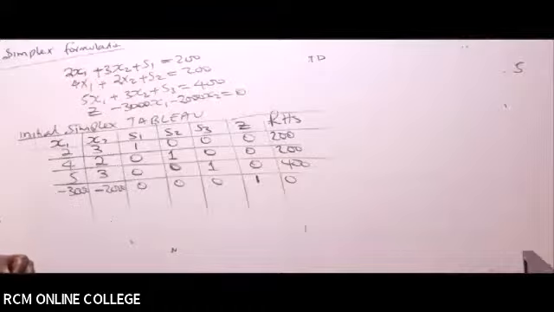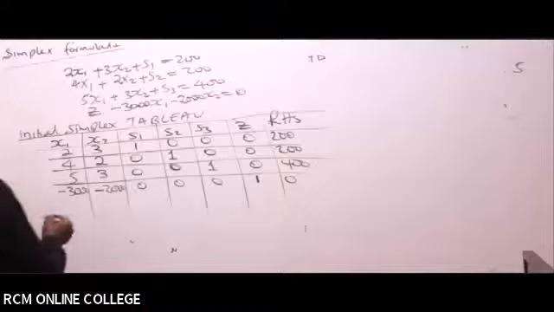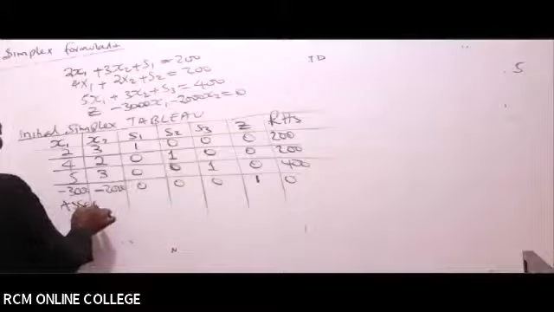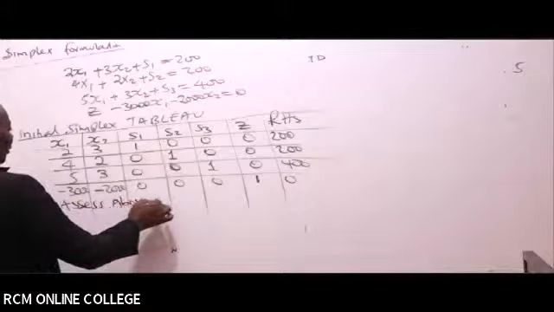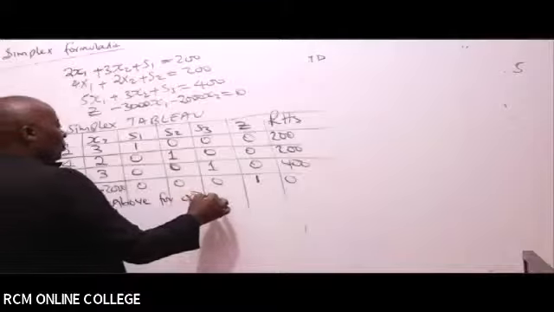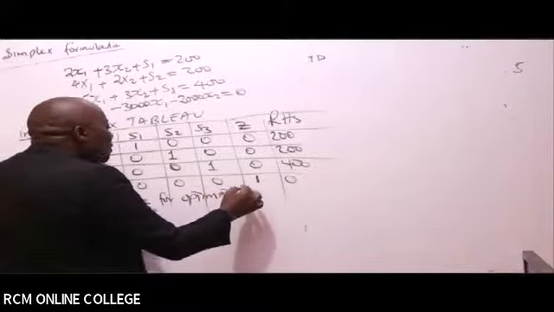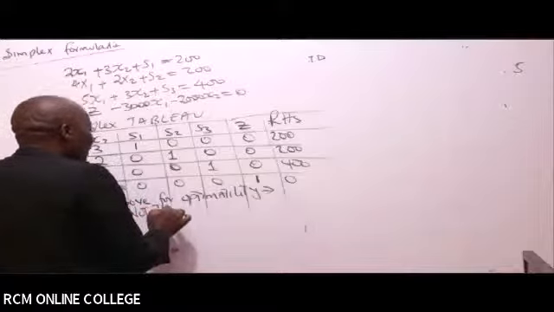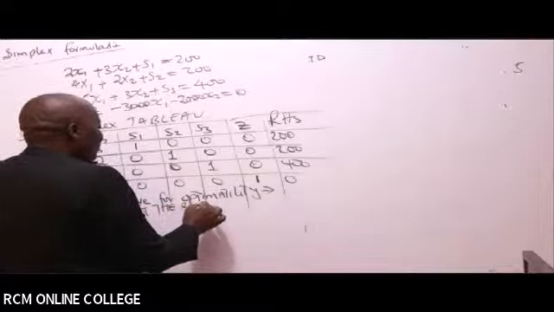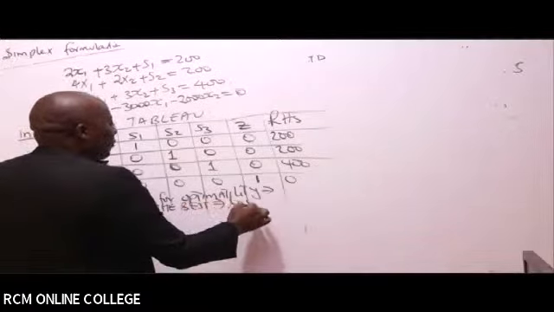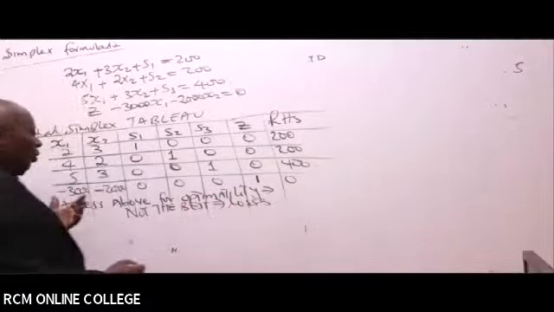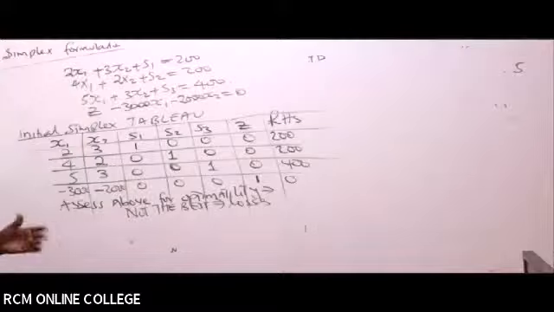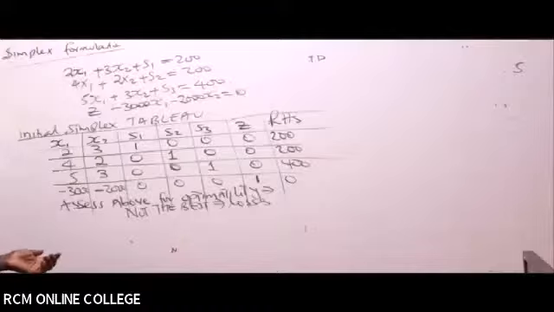We assess this for optimality. Assess the above for optimality. This cannot be the best table simply because we have losses. We have negatives. How can it be the best if I can see losses? So the above table is not optimal. It's not the best, so go ahead and make another table.